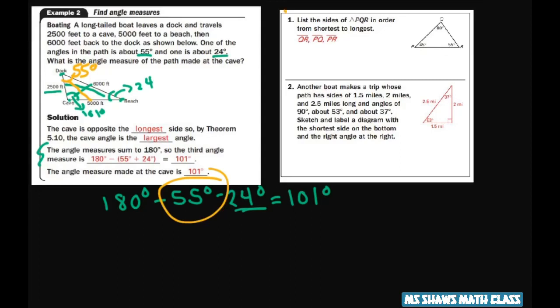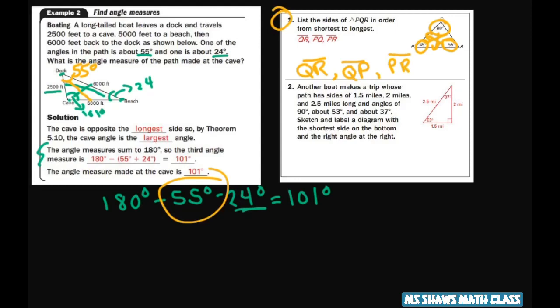Okay, so this says list the sides in order from shortest to longest. The smallest angle is here, so the shortest side is QR. And the next size is 55, so the side across from it is QP or PQ. And the largest angle is 101, so across from it is going to be PR.